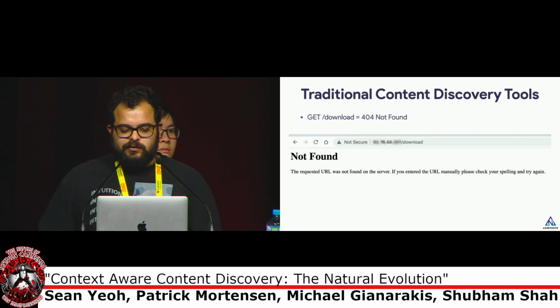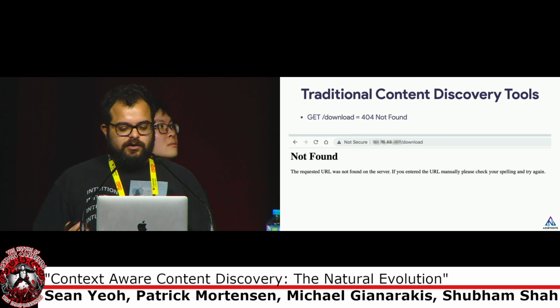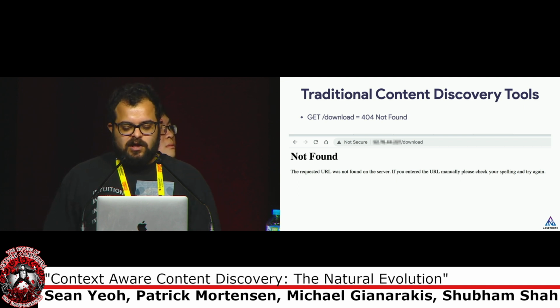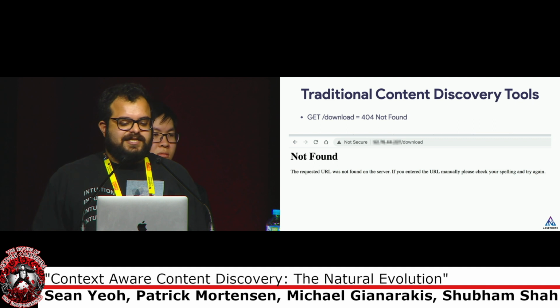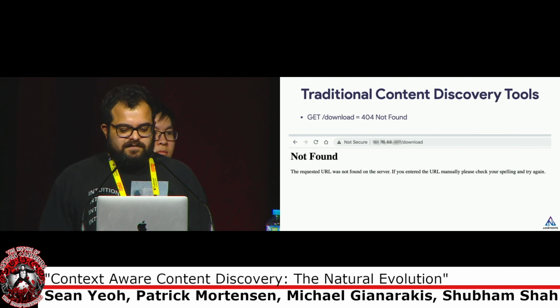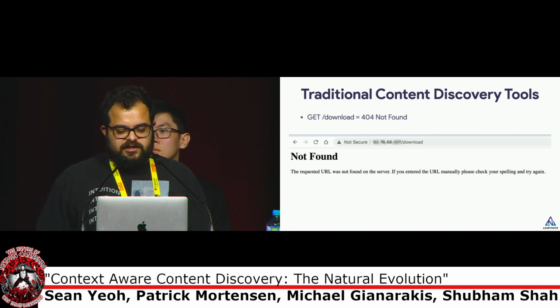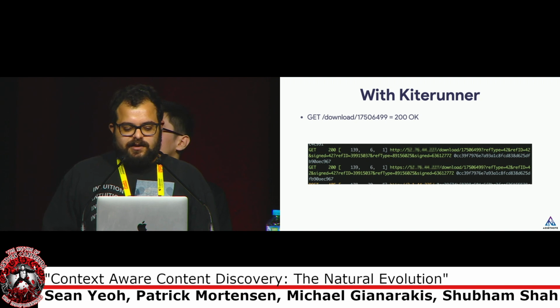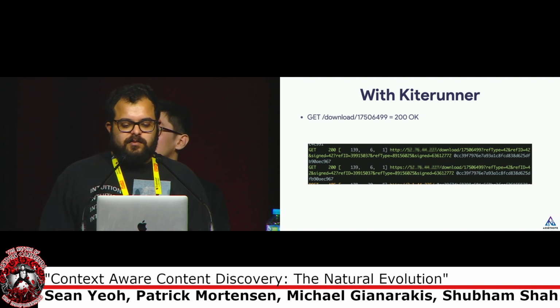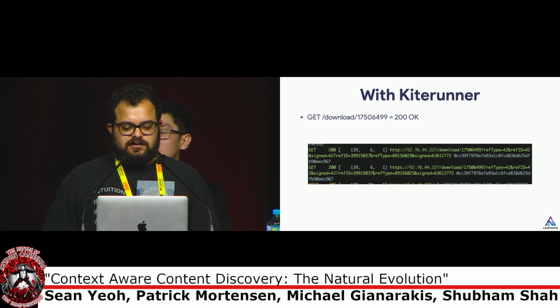So here's an example. A normal content discovery tool would have made a GET request to /download, and that would have been a 404 not found, like we see in this response here. Most content discovery tools would have probably stopped here unless the word list was super extensive and had everything necessary after the download path. But with Kiterunner, we can see that we get a 200 response when we provide an integer after the download field.